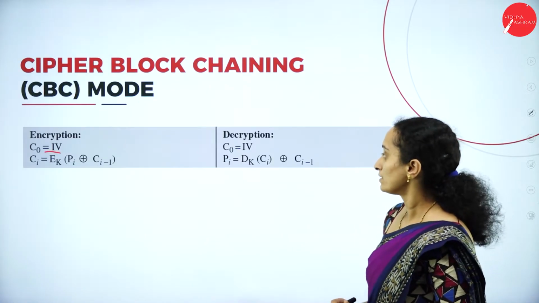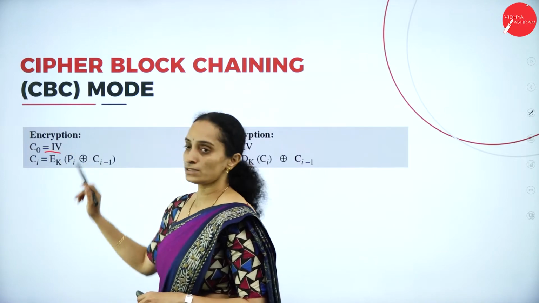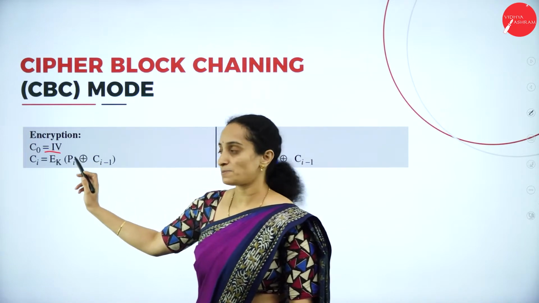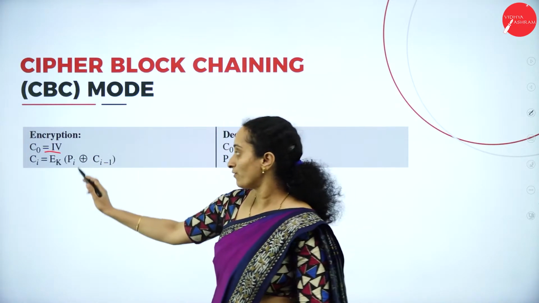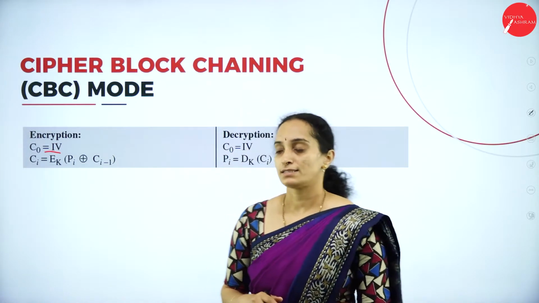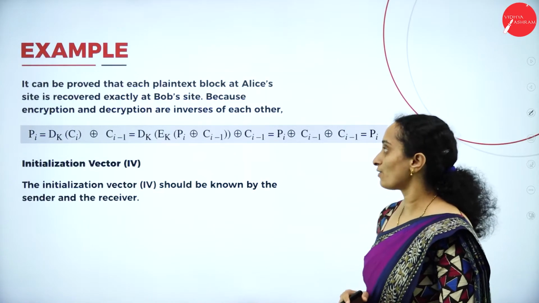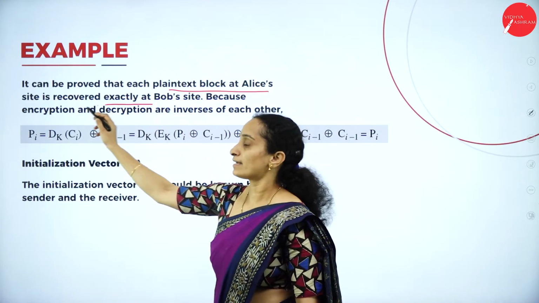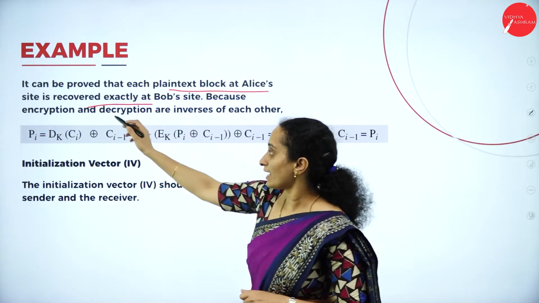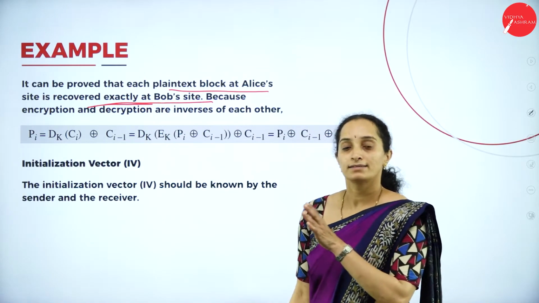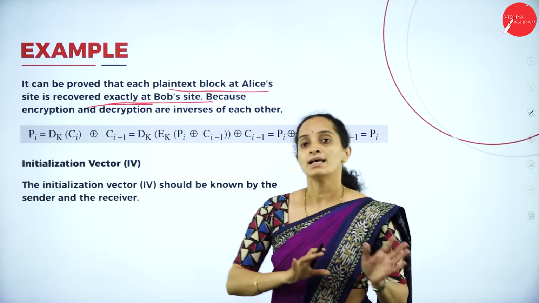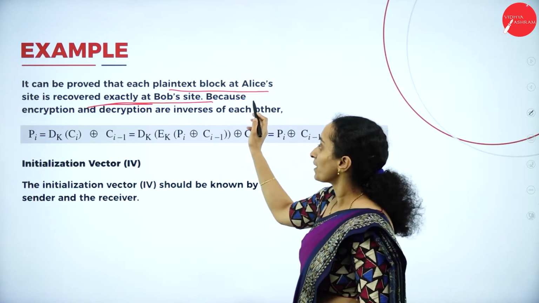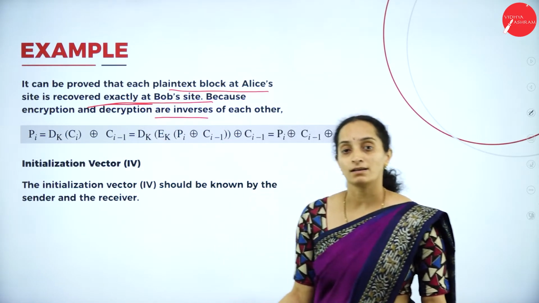Here the first block will use the initialization vector for XORing, and the next blocks will use the encryption key along with the XOR result of the plain text with the previous ciphertext block. Decryption will be the reversal of that. It can be proved that each plain text block is recovered exactly at the receiver side. What has been sent by the sender is received in exactly the same form at the receiver's system, because encryption and decryption are inverse of each other.